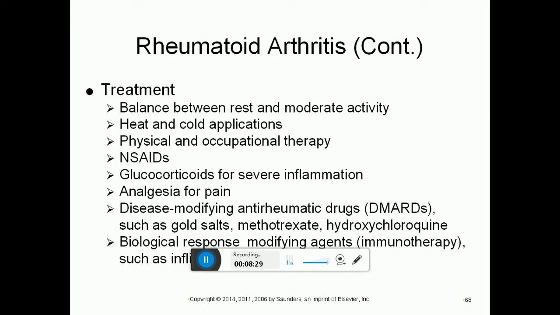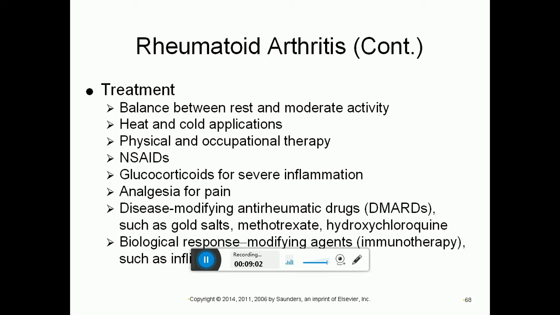we usually try to give the patient non-steroidal anti-inflammatory medications to treat the pain and the inflammation. We can give them cortisone sometimes if there's a severe flare of RA. Physical therapy, occupational therapy, massage, and other things called DMARDs, or disease-modifying anti-rheumatic drugs, for example, gold salts, methotrexate, and hydroxychloroquine.